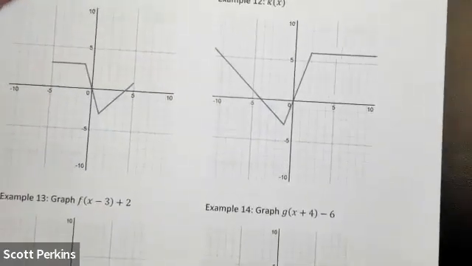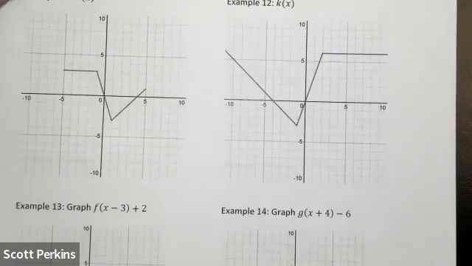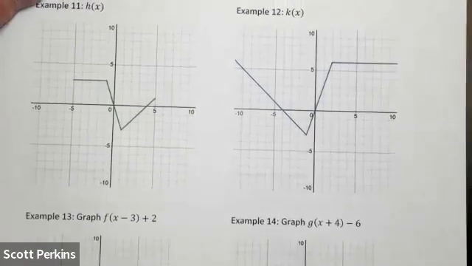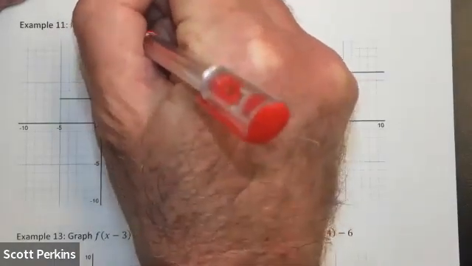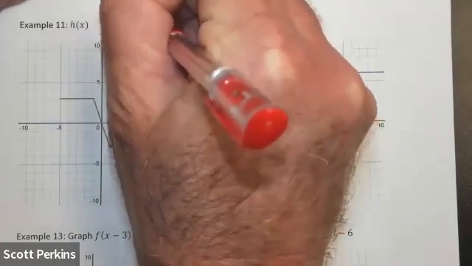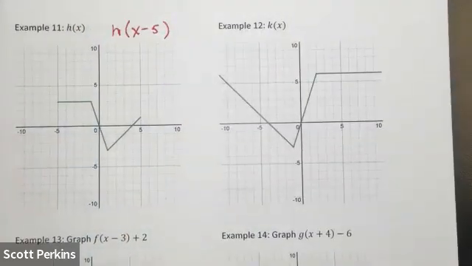I'm flipping the page. Example 11, what I would like you to do on that one. Again, if you want to do the domain and the range, that's up to you. I'm not worried about it. If you want me to look at your domain and range, that's fine. What I would like you to do is construct the graph of h of x minus 5.